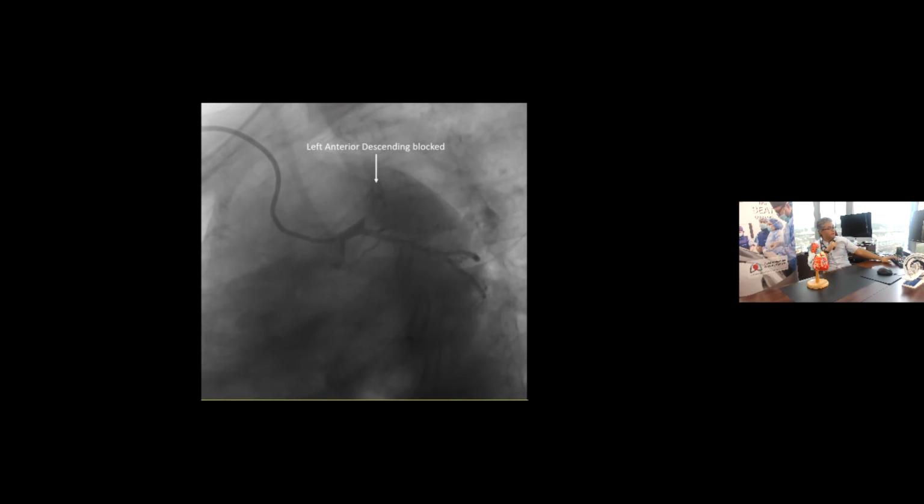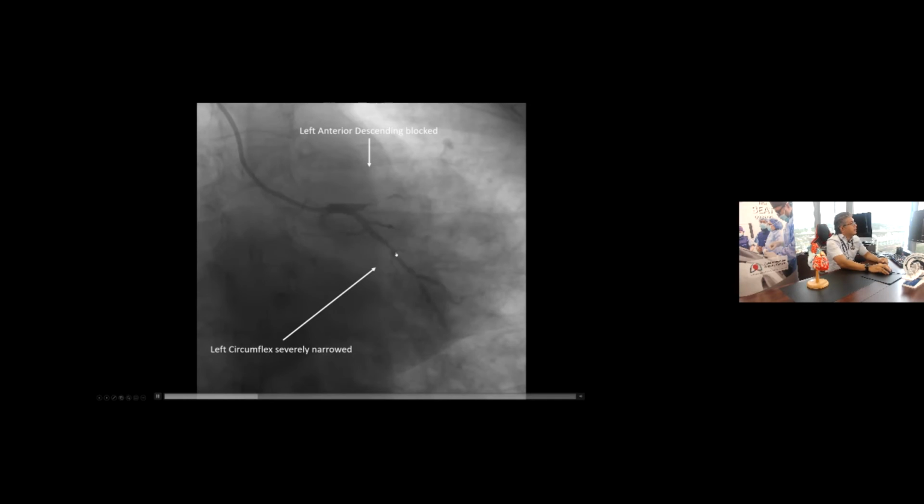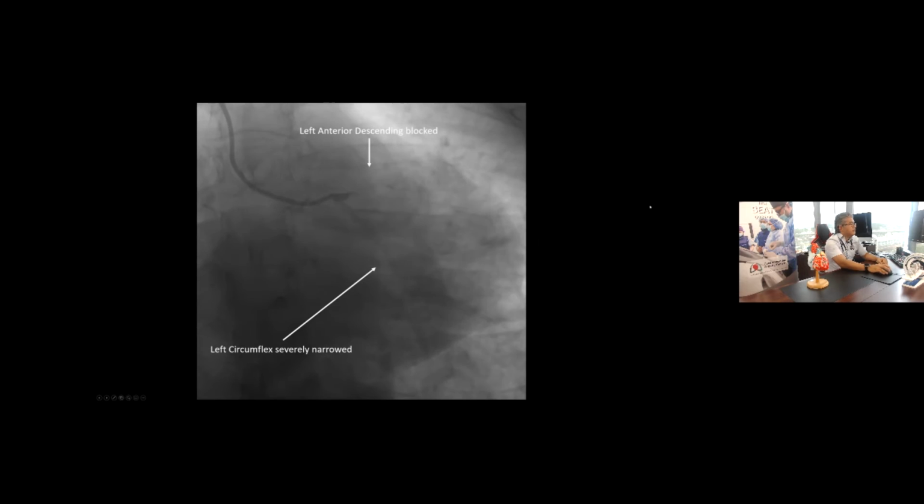Completely blocked. There is no flow down it anymore, okay? And then when you look in a different view, you can see that the circumflex, the artery that's running behind the heart, also has a very bad narrowing. From here all the way down to here, there's at least a 90% narrowing there and a 90% narrowing there. This is the one on the front that's completely blocked, okay?